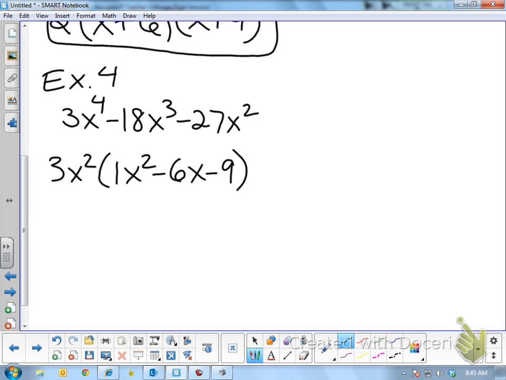Why don't I have any exponent on that last one? The exponents are the same. 3x squared and 27x squared. The x squareds cancel out.